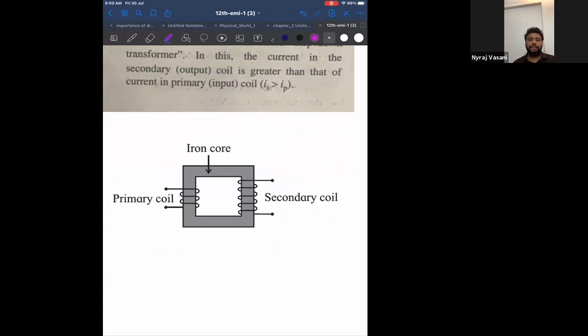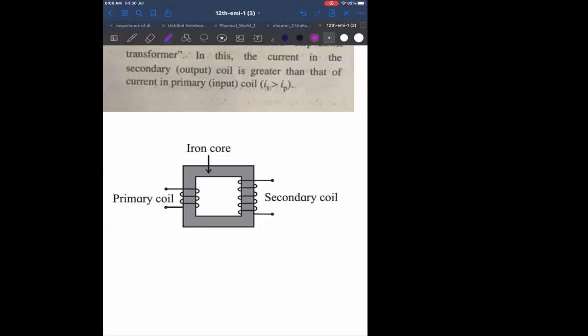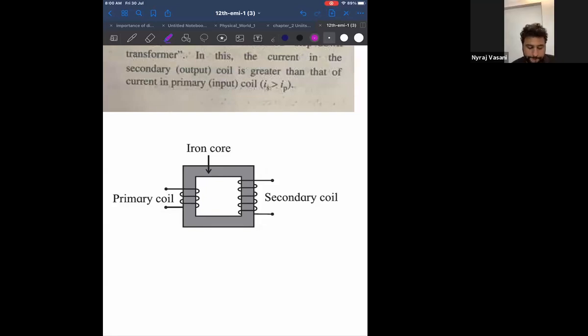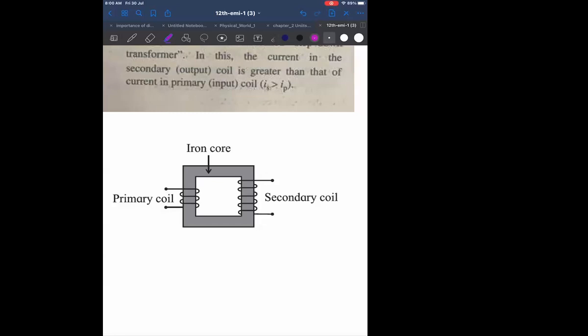This is how a transformer looks. If you want, you can draw this diagram. Primary coil, then you have an iron core in between, which is separating primary and secondary, and then you have a secondary coil. Why is the secondary coil more wound around the iron core? That means the primary coil is less wound on the iron core and the secondary coil is more.